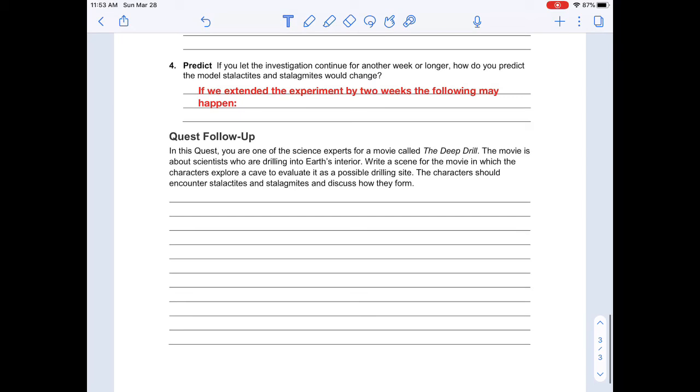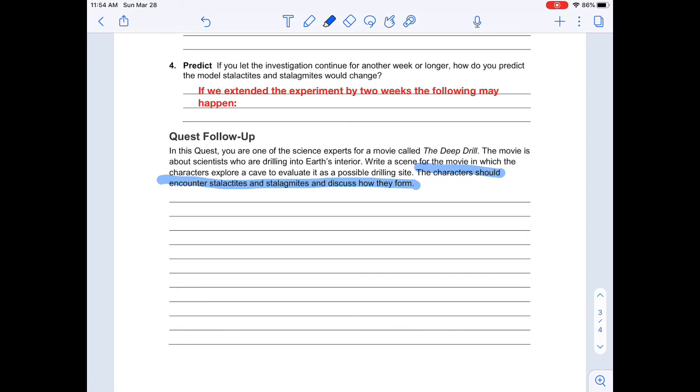All right, the last part of this is where we kind of put everything together. It says, in this quest, you're one of the science experts for a movie called The Deep Drill. The movie is about scientists who are drilling into the Earth's interior. So they're not actually going there, they're drilling there. Write a scene for the movie in which the characters explore a cave to evaluate as a possible drilling site. The characters should encounter stalactites and stalagmites and discuss how they form.